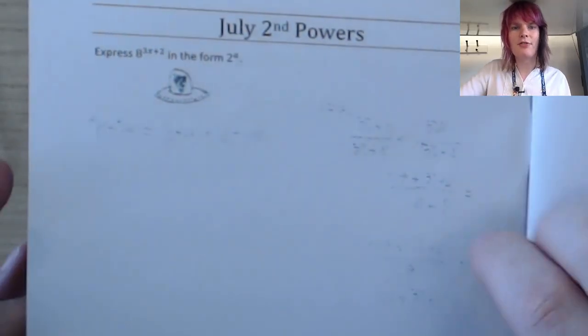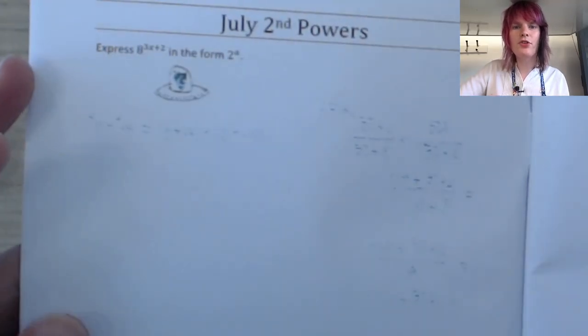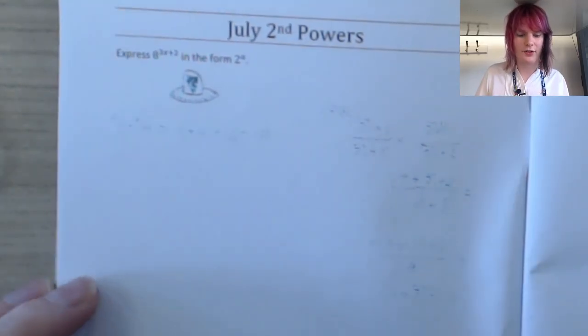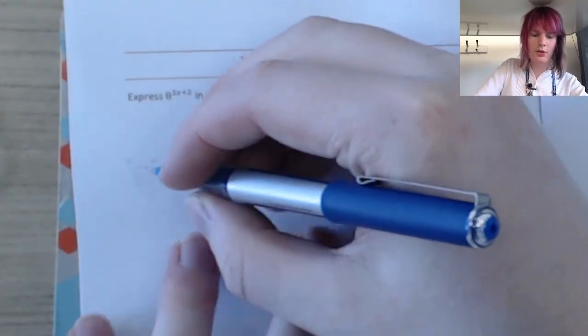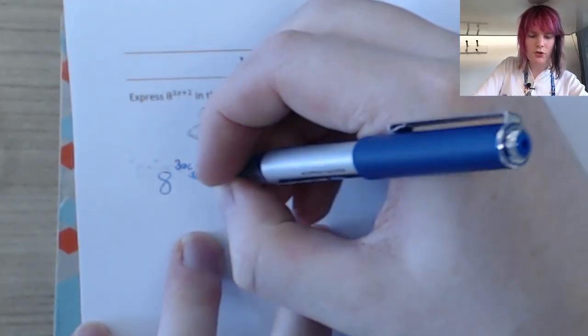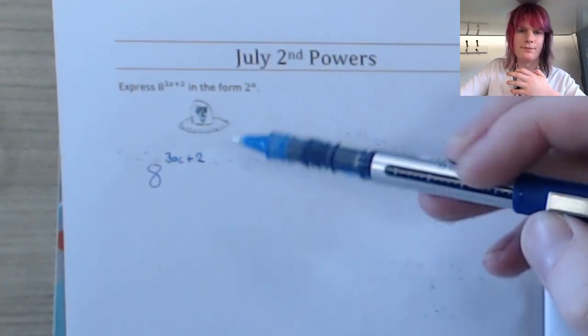The question we'll be answering is 8 to the power of 3x plus 2, and we want to write it in the form of 2 to the power of a, where a is just some expression in x. So the way we're going to begin this, we start with 8 to the 3x plus 2. We want the base to be a 2.